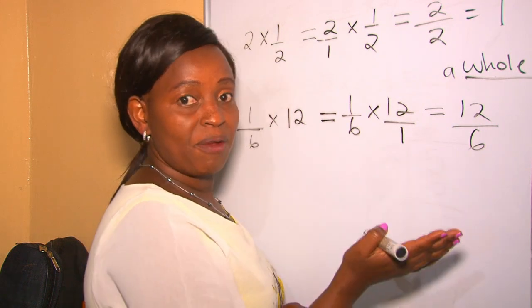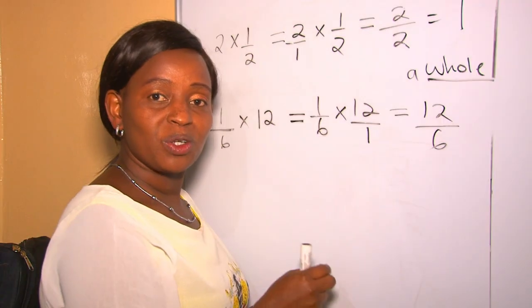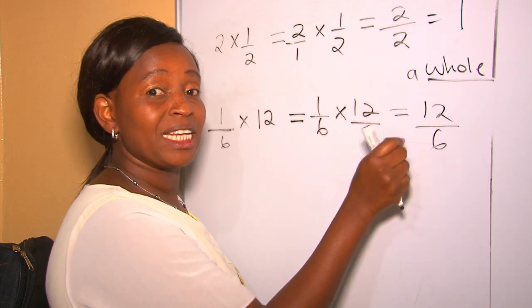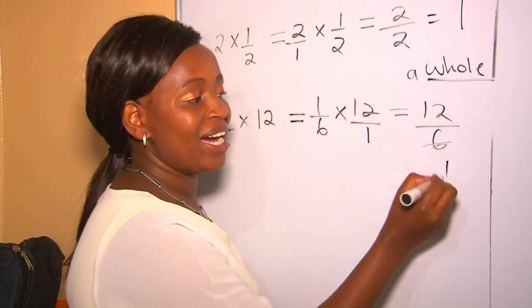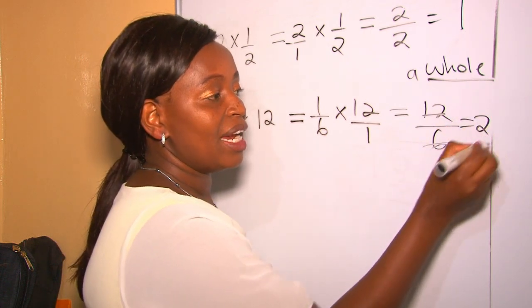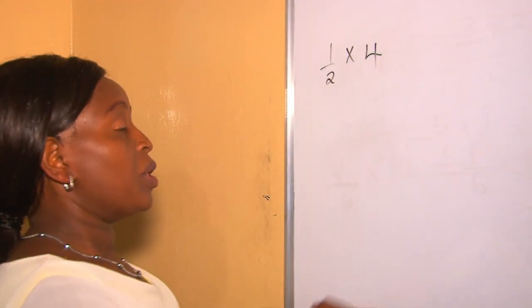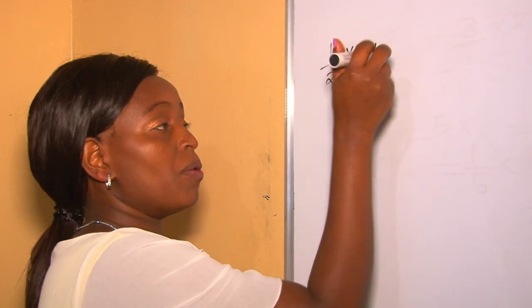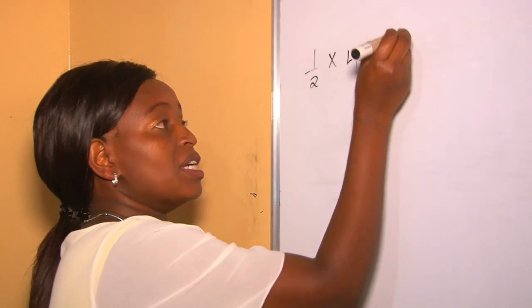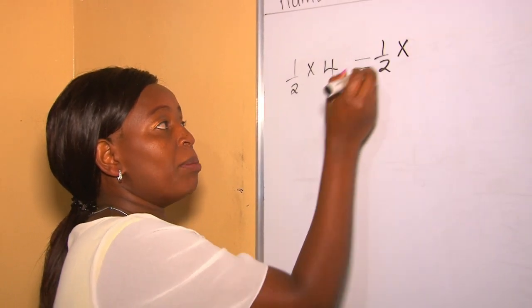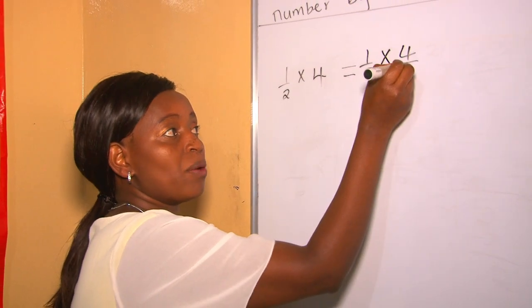And now we simplify. Once you work out a fraction, make sure that you simplify that fraction. So by 6 is 1, by 6 it's 2. And the answer is 2. Let's also work out this question. You are given a half multiplied by 4. Therefore, it's a half multiplied by 4 divided by 1.